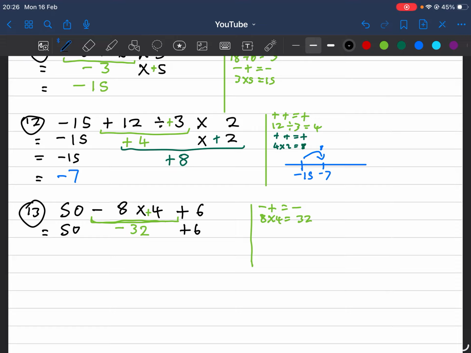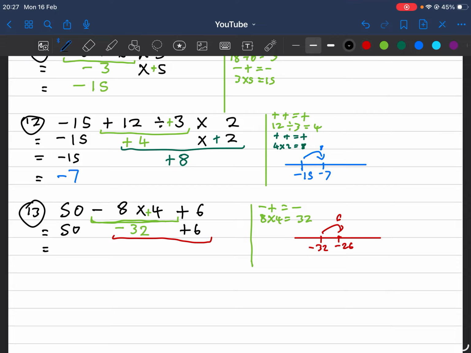Now, the next step is to do addition. Alright, so let's have a look at where our plus sign is. Our plus sign is here. Now, do you think it's going to be 32 plus 6? No, it cannot. It has to be addition of integers. It's negative 32 plus 6. So now let's do our number line. It's going to be negative 32 jumping 6 to the right, which will give you negative 26.